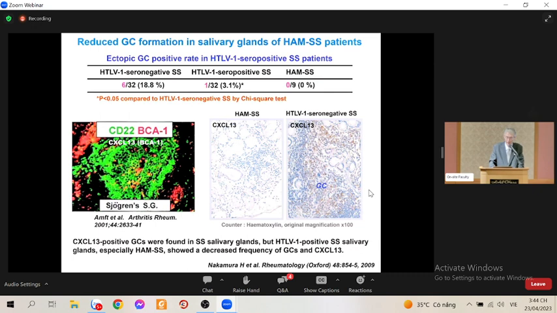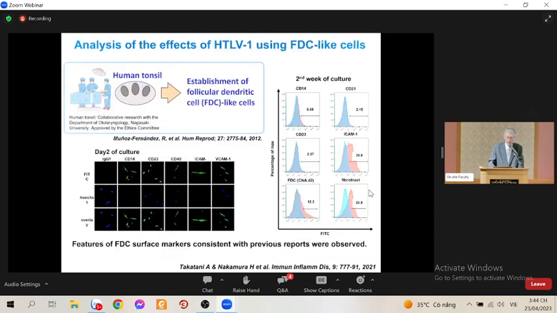To determine these results, we established follicular dendritic cell-like cells from human tonsil. These FDC cells showed cell surface markers that were consistent with previous reports. This slide shows HTLV1 repressed FDC cytoplasmic FDC and CXCL13.